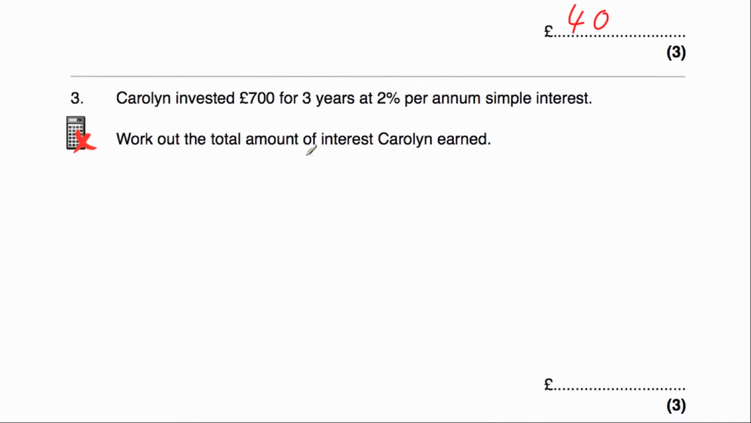Question 3 says Carolyn invests £700 for 3 years at 2% per annum simple interest. Work out the total amount of interest Carolyn receives. So Carolyn receives 2% per year simple interest. We need to work out 2% of £700, and that's how much interest Carolyn will receive every single year. So we take our £700 and divide it by 100 to find 1%. 700 divided by 100 is equal to £7. Then we want to find 2%, so we do 7 multiplied by 2, and that's equal to £14. That means Carolyn receives £14 every single year.